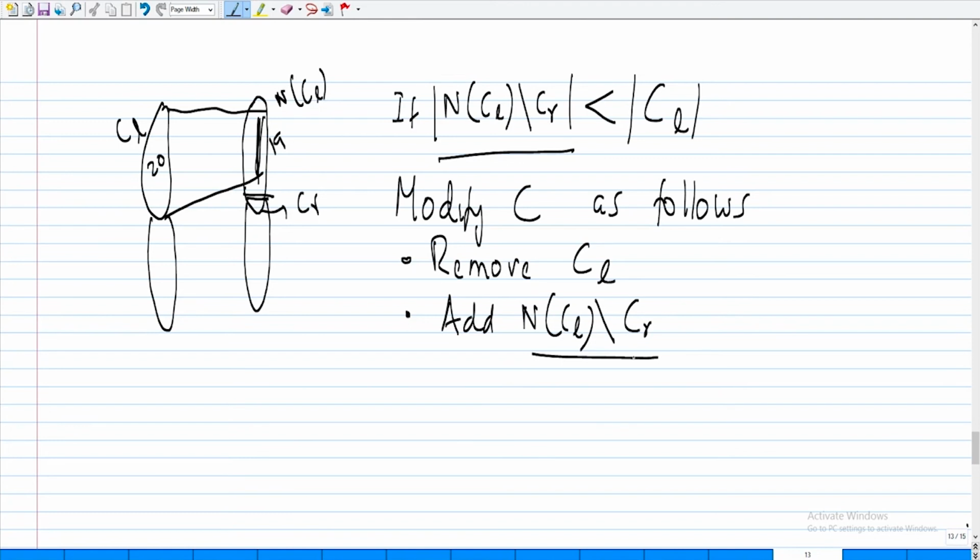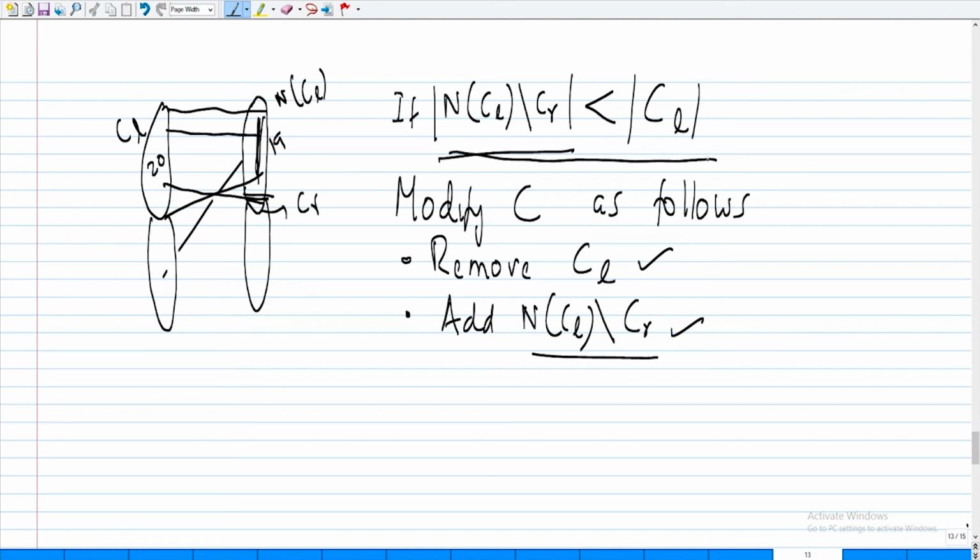Is this first of all a vertex cover? Let us just check. Because of this change, all the edges which are like this are taken care of. By removing these, if there was an edge which was like this, that is covered anyway by C_R, so that is also safe. There are no edges from here to here. So this step results in a vertex cover of lesser cardinality, because you removed a larger set and put in a smaller set. So obviously you get a vertex cover which is of smaller size. Therefore this can never happen.